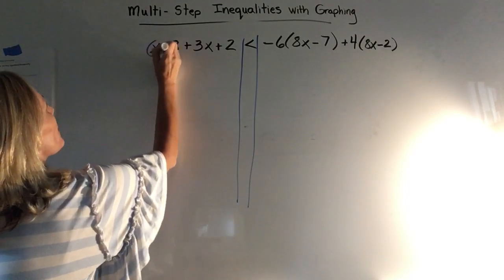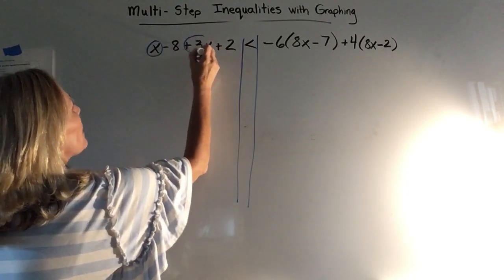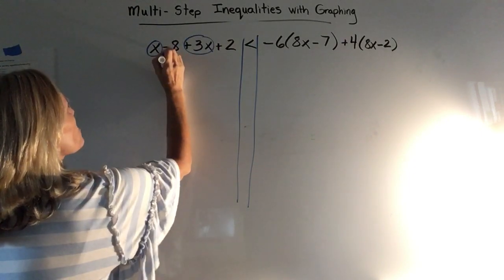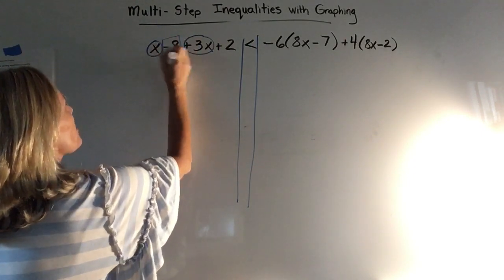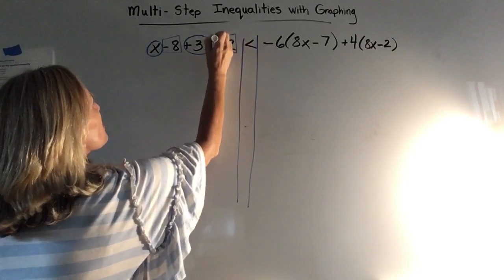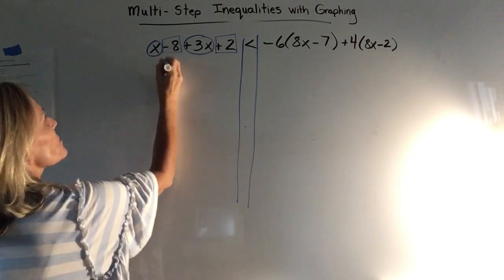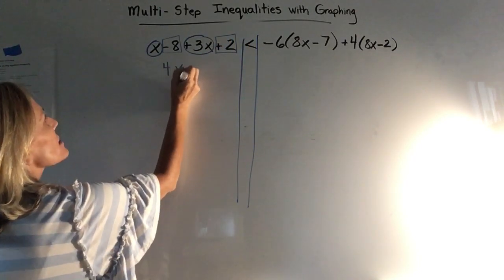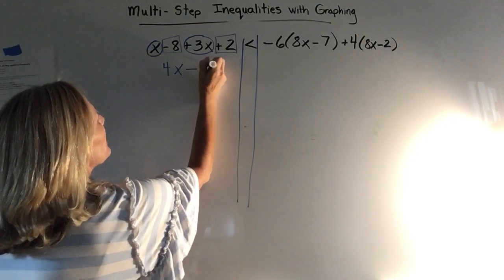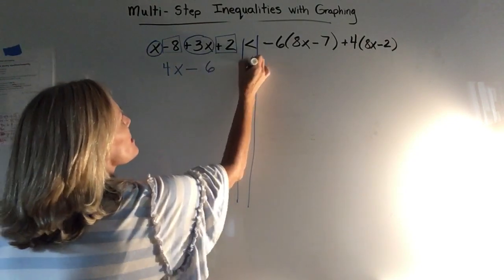So I have an x and I have a positive 3x here. I also see that I have a constant of a -8 and another constant of a 2. So I'll combine these first and get 4x. And that will give me -6 is less than.